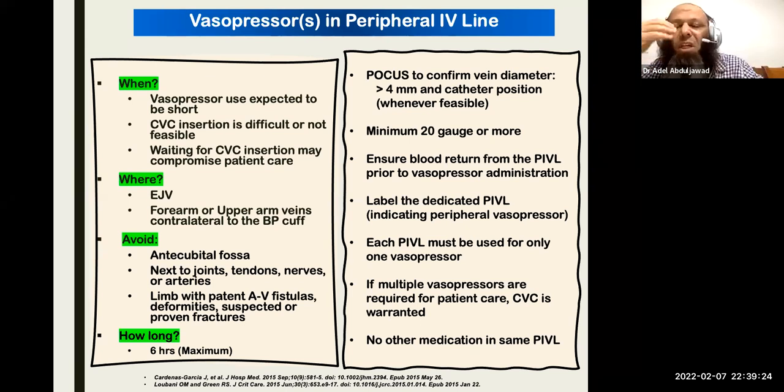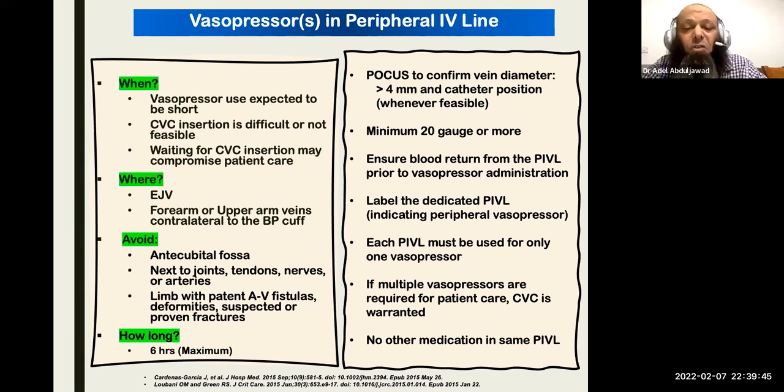vasopressors with gauge 20 or lesser. Also, you have to ensure blood return from the peripheral line prior to the administration. You have to label the line. It's dedicated for vasopressors. You should not give fluid boluses or antibiotics or other medications with this line.